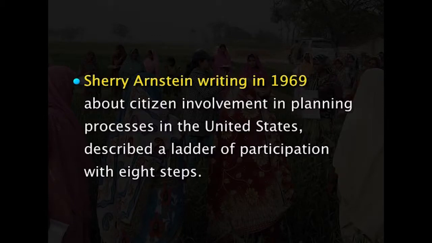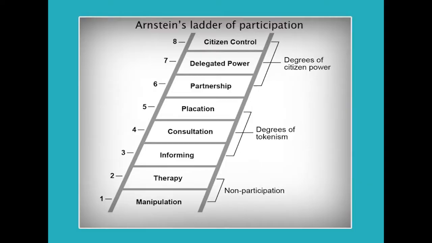Sherry Arnstein, writing in 1969 about citizen involvement in planning processes in the United States, described a ladder of participation with 8 steps. So now, let me explain to you about Arnstein's ladder of participation. It has 8 rungs on the ladder of citizen participation. 1, manipulation, and 2, therapy. These both are non-participative. The aim is to cure or educate the participants. The participants' plan is best, and the job of participation is to achieve public support by public relations.